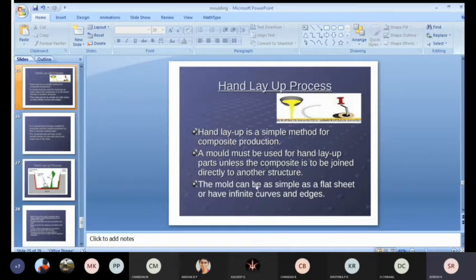So we're going to use the molds. The mold can be as simple as a flat sheet. It may be a flat sheet, or it may have infinite curves as well as edges. So depending upon the application, we can select a flat surface or a curved surface.